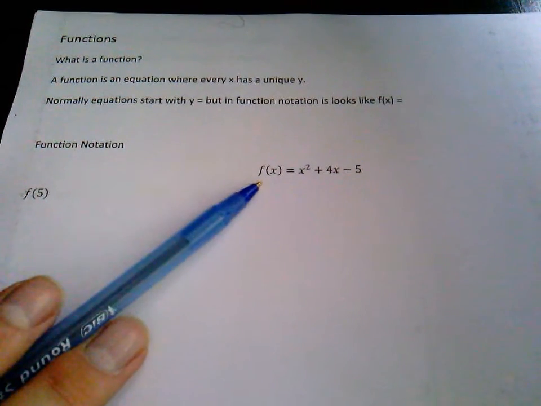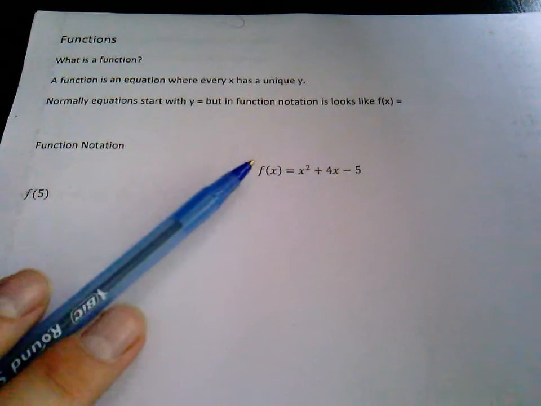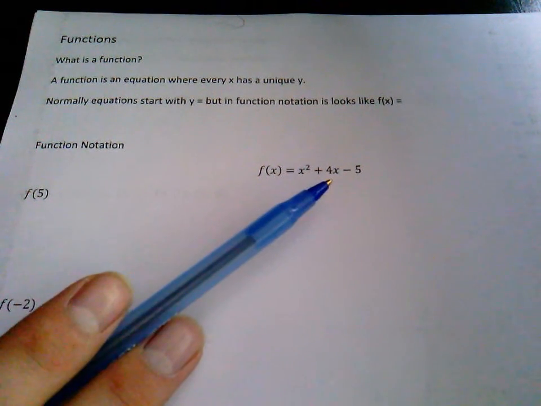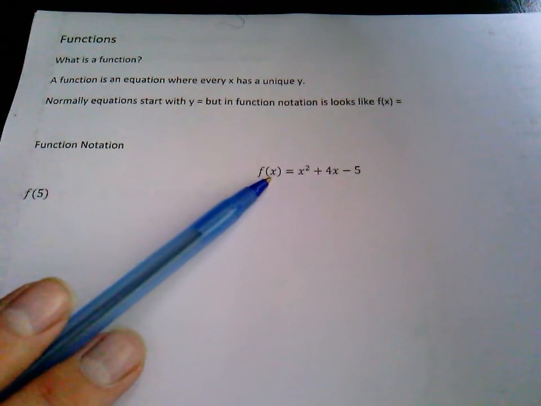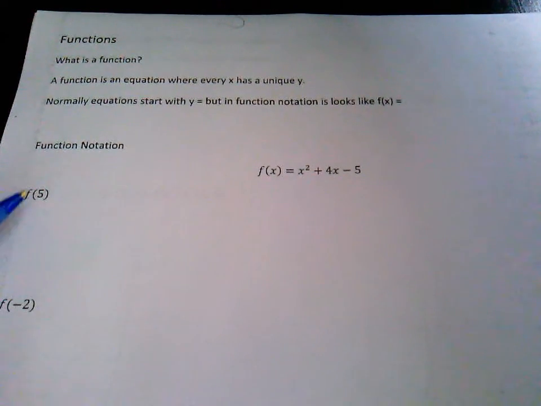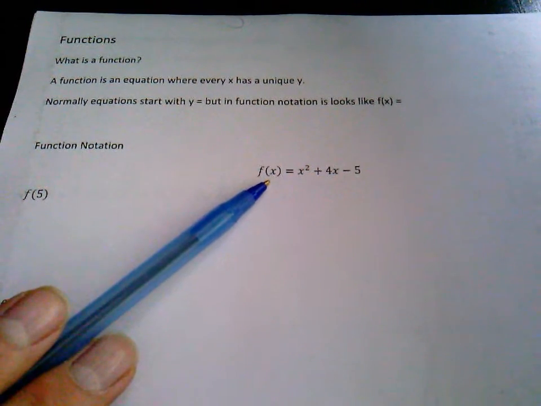Technically, this f of x, and that's how you pronounce it, f of x, is replacing a y. But in this case, we're just going to look at this f of x equals this. And when we go down to the first problem, it says f of 5. What you can notice between this one and this one is the difference is one has an x and one has a 5.